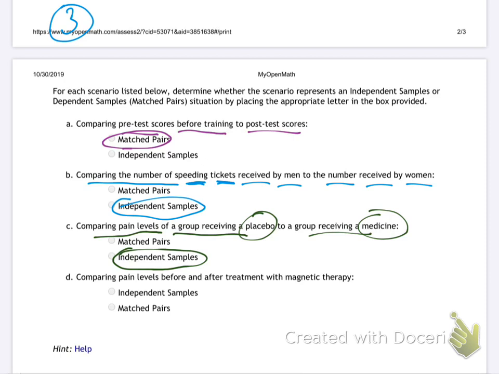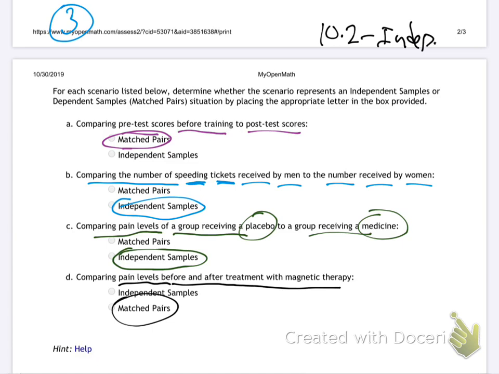And then D, comparing pain levels before and after treatment with magnetic therapy. They're matching them. And that's it for that homework. That good? Matched and independent. So 10.2 was the section that was independent, last night's homework, and 10.3 was the matched. And the chapter 10 quiz we just did had both things in it, right? All right.